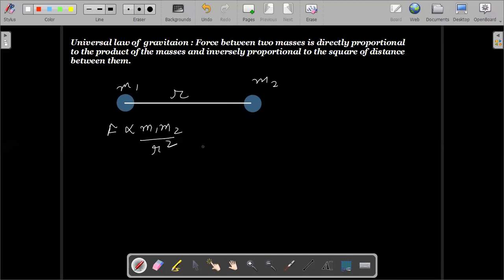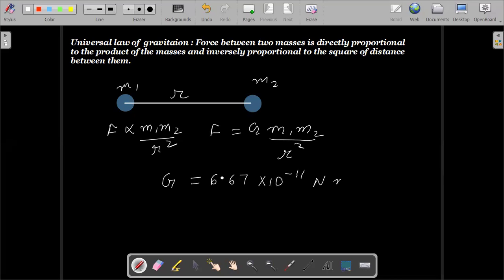So if you remove this proportionality, we get a constant. So we can write F equals the universal gravitational constant, known as capital G, into m1 m2 over r square. The value of this capital G is 6.67 into 10 raised to minus 11, and it was deduced by the English scientist Henry Cavendish when he was performing an experiment. This capital G is equal to 6.67 into 10 to the power of minus 11 Newton meter square per kg square, or it can also be Newton meter square kg minus 2.